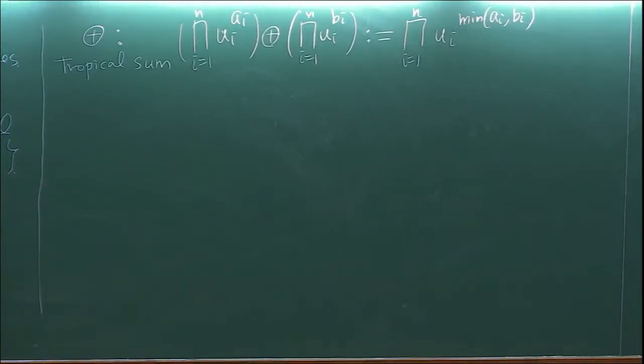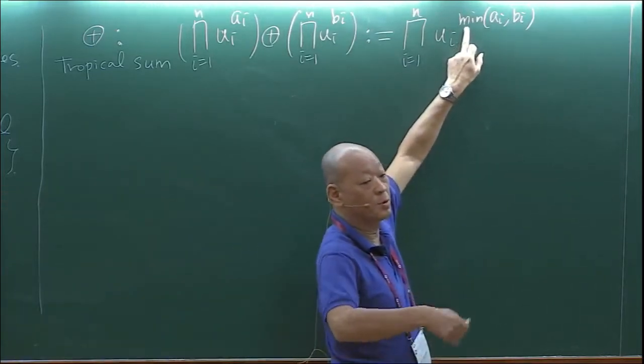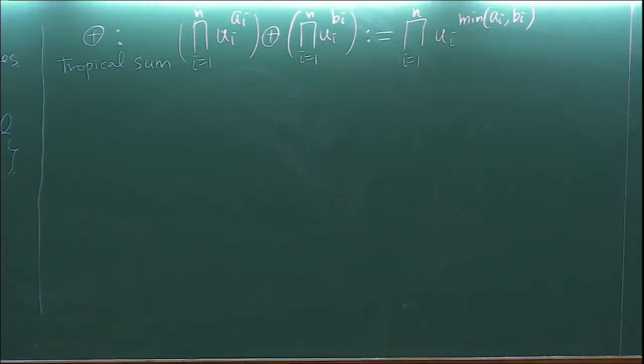It's a good exercise to check that it is obviously commutative and associative, but it's a good exercise to check this distribution property, and then it becomes a semifield. And you can replace this with max, but it's a kind of matter of convention. If you want, you can do it. In my case, this min is more convenient.